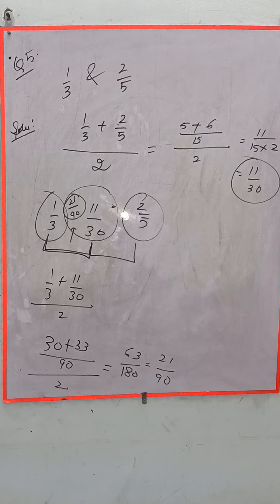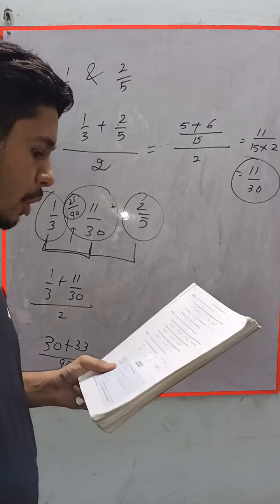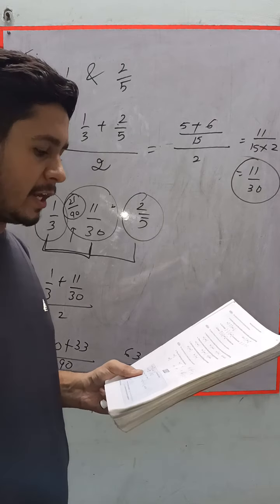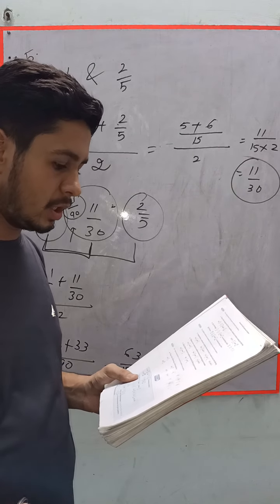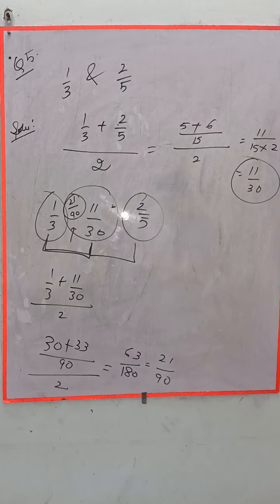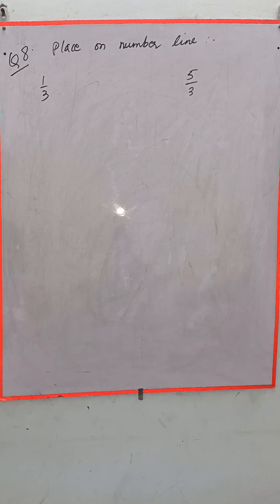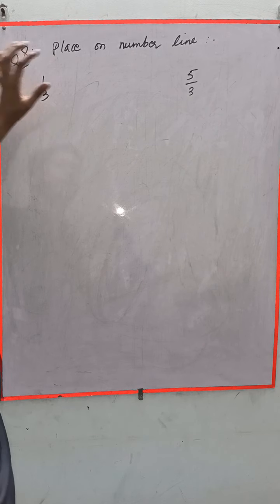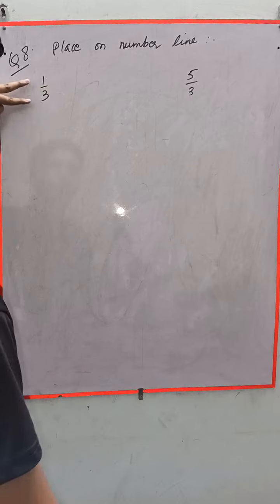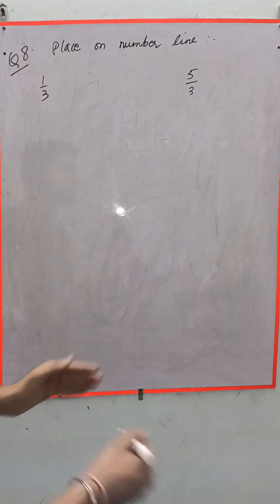Now question number 8. Place the following on the number line. 1/3, we have to place it on the number line. Now understand how to place a rational number on the number line. So you are given 1/3. I'm taking 2 specific cases, 1/3 and 5/3.